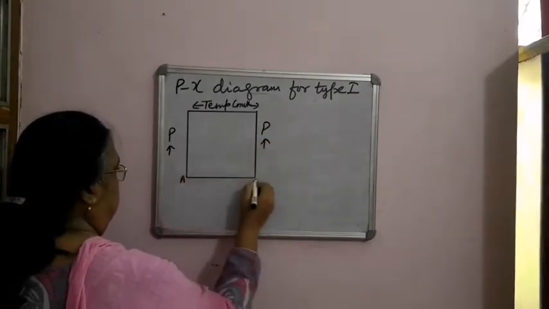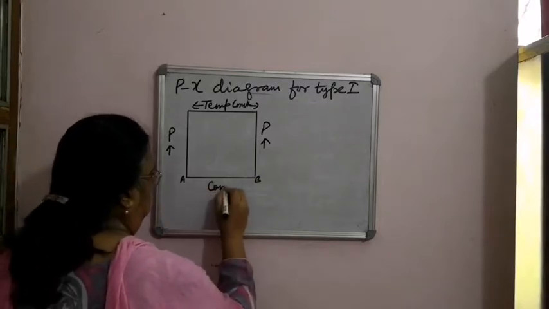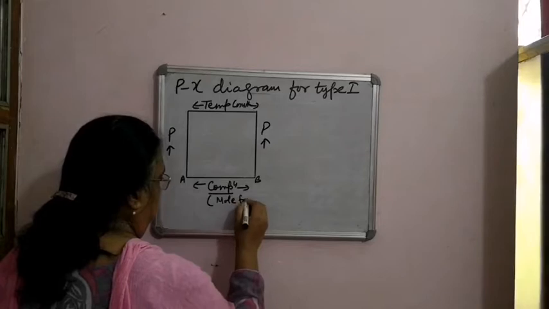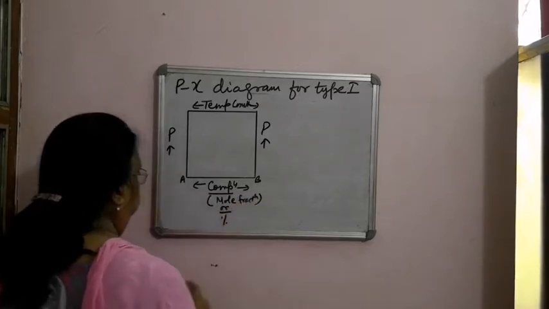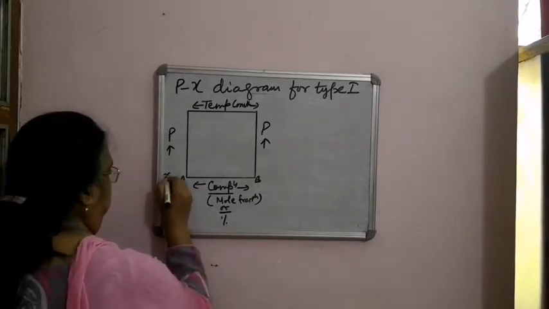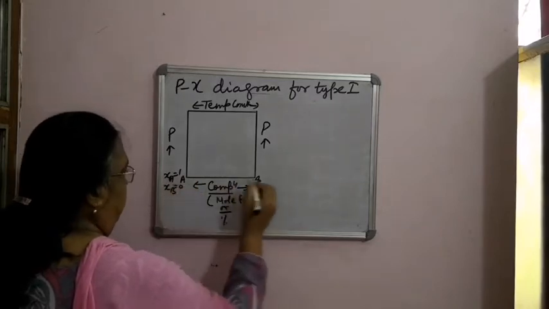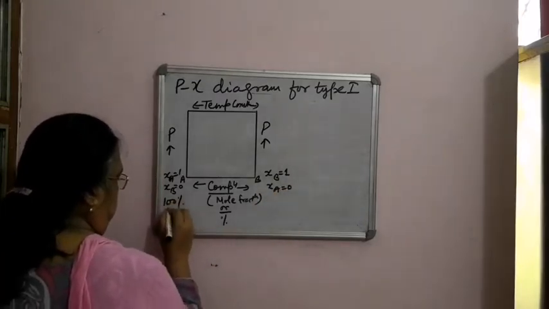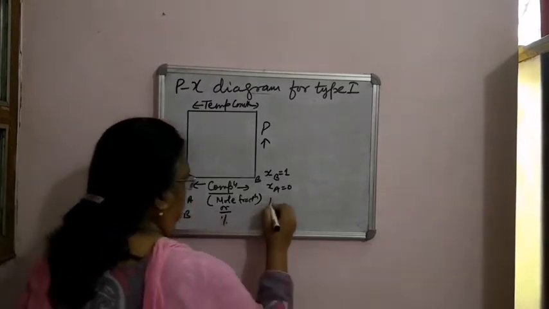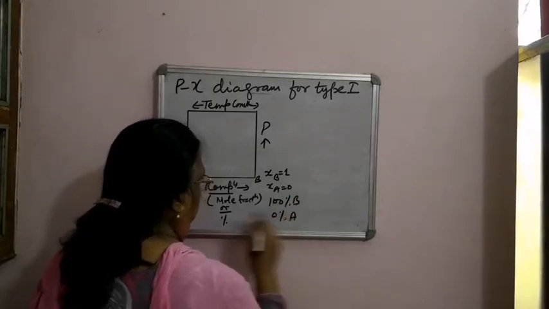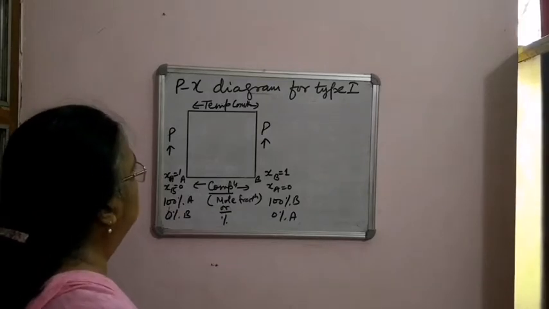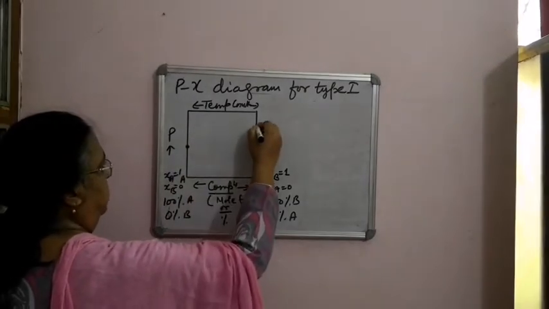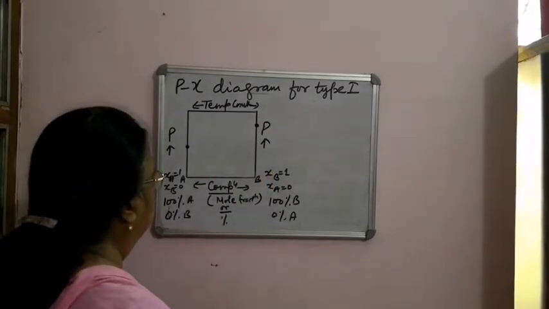This is for component A, this is for component B. Here is the composition. Composition can be mole fraction or percentage composition. On this side we will have XA is 1 and XB is 0, and here we will have XB 1 and XA 0, that is 100% A and 0% B. Here 100% B and 0% A. Always take this throughout. For the PX diagram, as we have considered, component A has the low vapor pressure and this has the high vapor pressure.